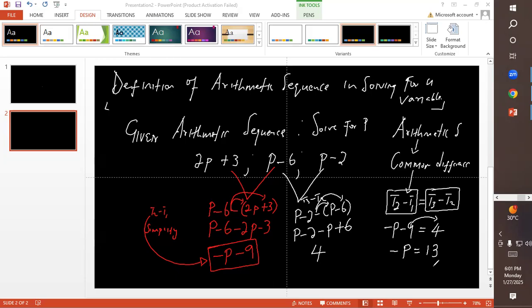Something seemed wrong, let me check if I copied everything down. It was me who made a mistake when copying this equation, so everything is right. Don't worry. Minus p equals 13. Therefore, the value of p is negative 13. So you found the value of p by just making use of the definition of an arithmetic sequence. I'm going to give you another problem.